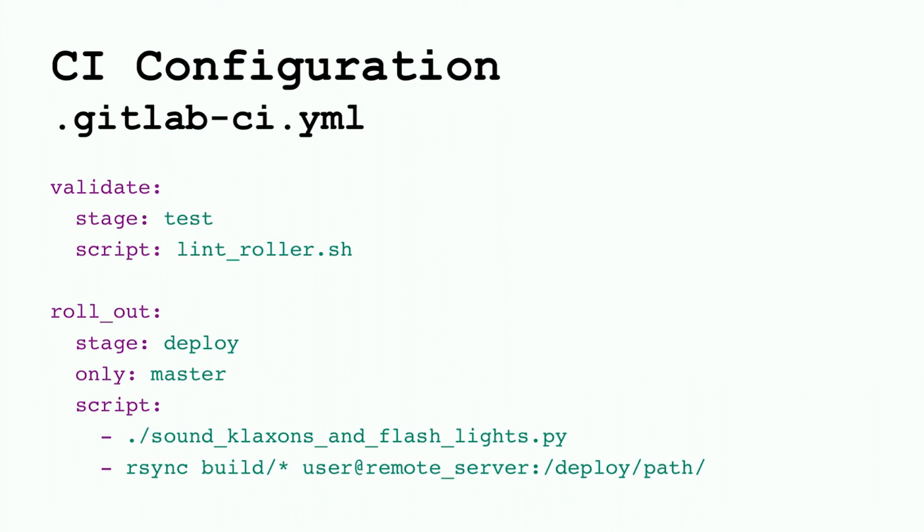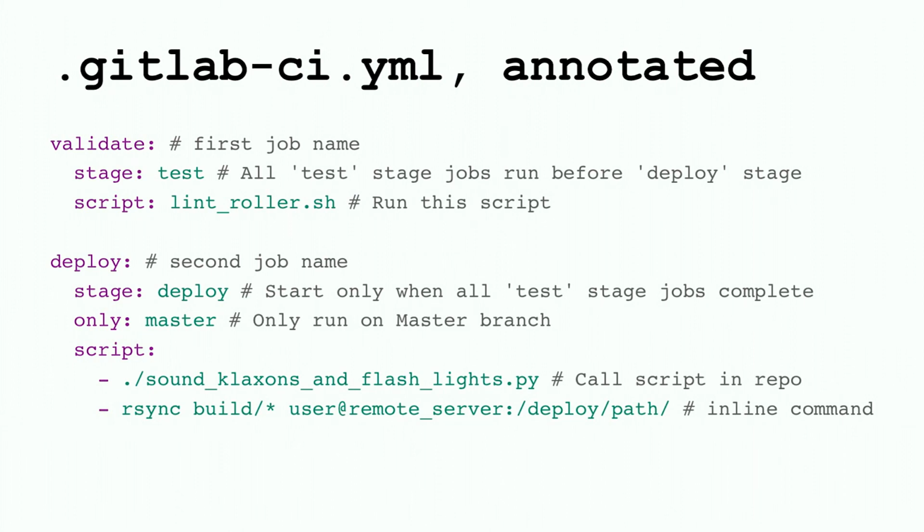So here's an example I'm going to walk you through real quick. It's two steps. We've got a validate one and a deploy one. I define each as a stage. GitLab has some preset stage terms you can use. So if you just say test, it'll say test has to run before deploy. The second one says deploy, it'll run later, only after all tests have completed. You specify what script you want to run or other command. In this case, run lint roller on the first one. You can also specify what branches you want to run it against. So you can say only or except, stuff like that.